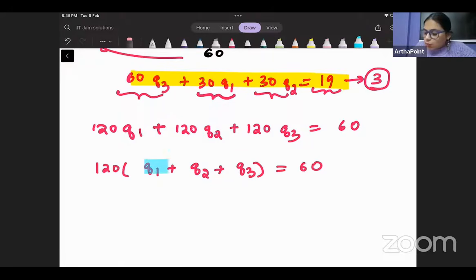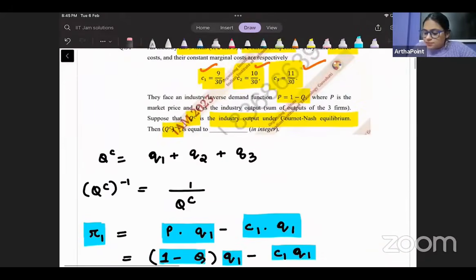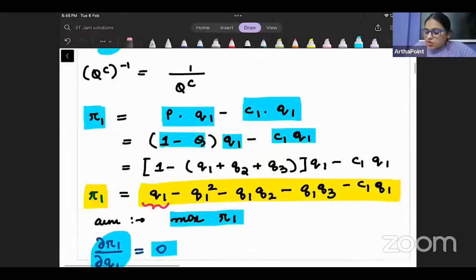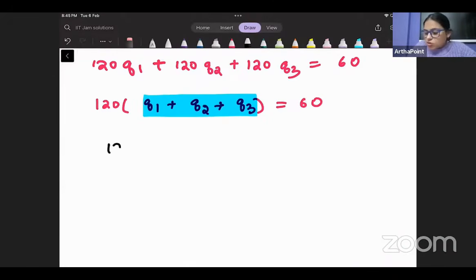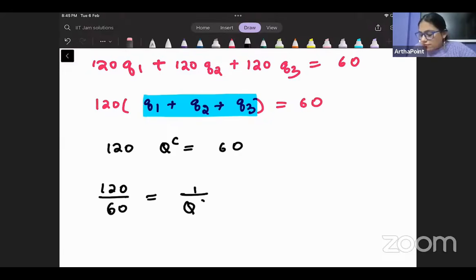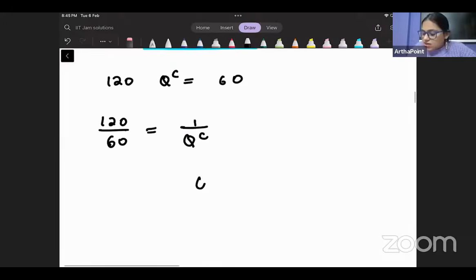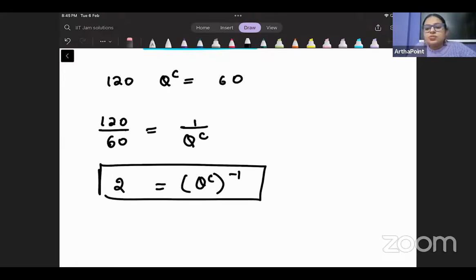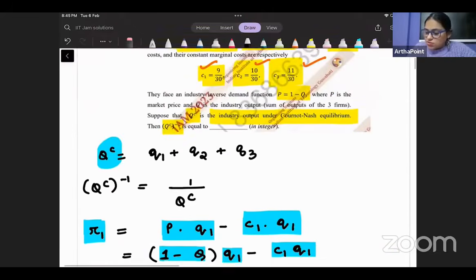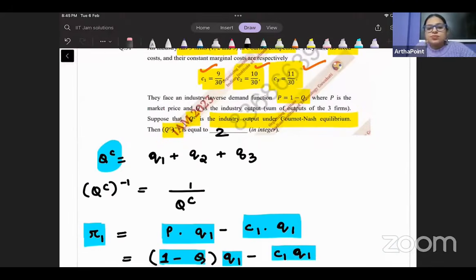Clear? बच्चे, Q1 plus Q2 plus Q3 ही तो QC था. This is exactly the output of the firm, of the industry as a whole, sorry. So I can write this as 120 QC is equal to 60. So 120 by 60 will be 1 by QC. माने QC inverse will be 2. यही तो निकालना है क्वेश्चन में. This is what we need to find out. So QC inverse can be written as 2 and that will be the answer to this question. So answer is 2. ठीक है जी.